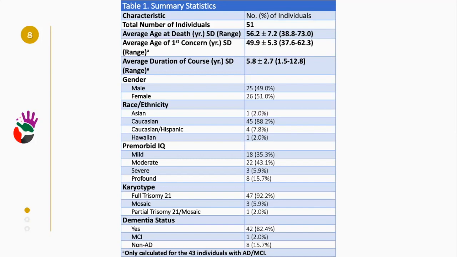In terms of karyotypes, we had one partial trisomy 21 mosaic case. And this case was very special because he didn't have a replication of that APP gene. And so he actually didn't develop Alzheimer's disease dementia. So for the purposes of our investigation, we somewhat disregarded this case simply because it was an outlier. And then in terms of dementia status, we had 43 people who either had Alzheimer's disease or mild cognitive impairment, and 7 people, excluding our partial trisomy case, who did not have Alzheimer's disease.